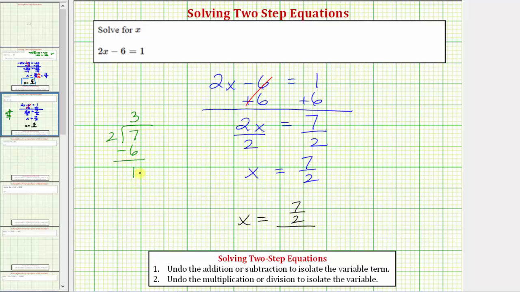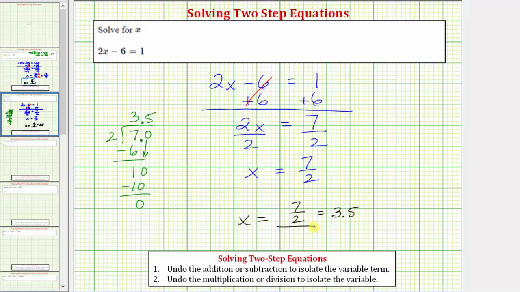If we want to convert to a decimal, we'd add a decimal point to the right of 7, move it up to the quotient, and then add a 0 in the tenths place value. Then we can bring the 0 down. Notice how there are exactly 5 2's in 10. 5 times 2 is 10. Subtract. Because the difference is 0, we now know our quotient can also be expressed as 3.5. So because 7 halves is equal to the terminating decimal 3.5, we could also express this as 3.5.